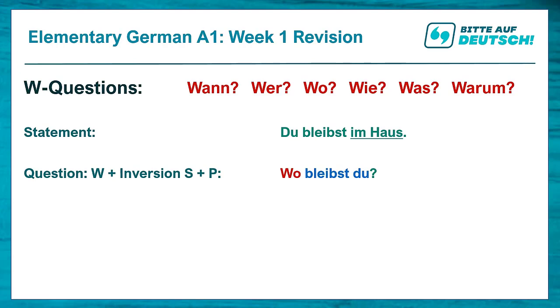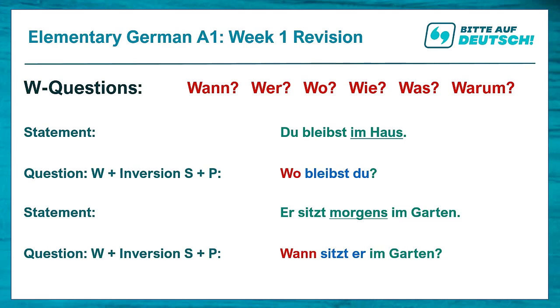In order to do this, we need to put the question word for location, wo, in front of the sentence in the very first position, and then we again invert the subject and the predicate, same as we did in the yes-no question type. And then we have the complete question asking about a location of an activity. Here, wo bleibst du? Wo bleibst du? And the answer to this question will then not be yes or no, but im Haus.